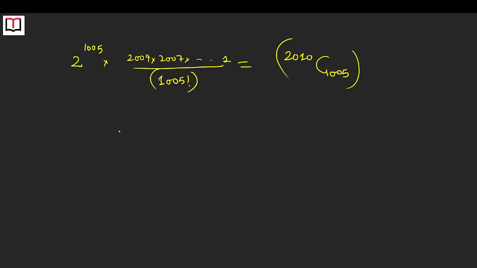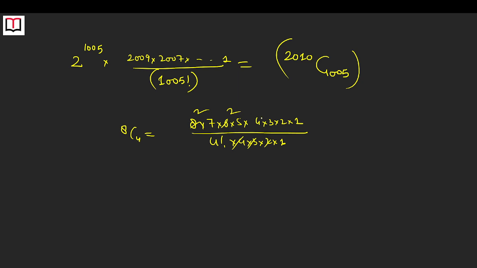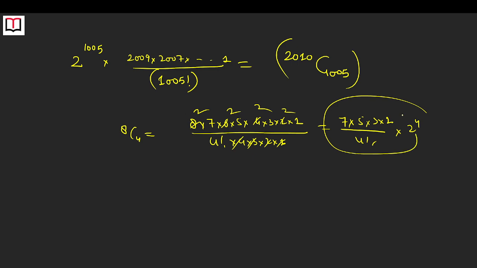For an example, if I say 8C4 simply, so 8 into 7 into 6 into 5 into 4 into 3 into 2 into 1 upon 4 factorial into 4 into 3 into 2 into 1, just cancel out the even. So what are you left with? 7, 5, 3, 1 upon 4 factorial into 2 raised to power 4. Same is the story here.